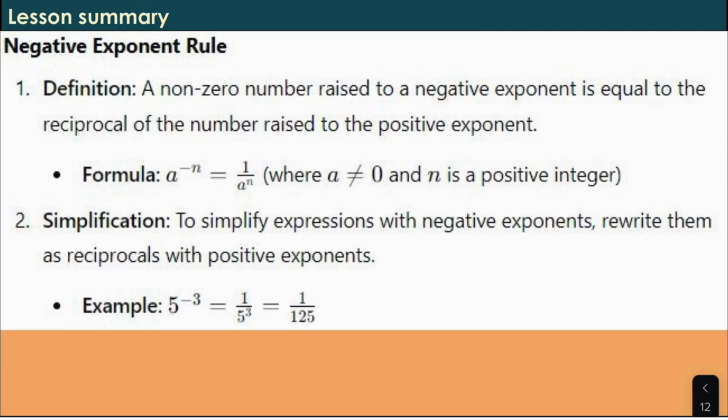So to summarize, the negative exponent rule, we now know a non-zero number raised to a negative exponent is equal to the reciprocal of the number raised to the positive exponent. 5 to the negative 3, that becomes 1 over 5 to the positive 3. And 5 cubed is 125. So that would be our solution to 5 to the negative 3.